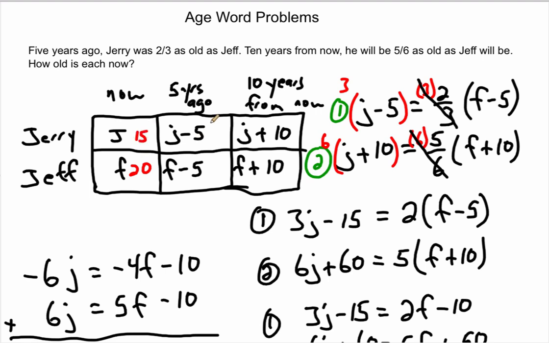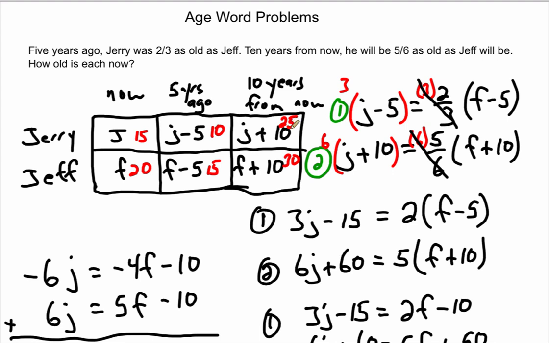That means 5 years ago we were at 10 and 15, and then 10 years from now we were at 25 and 30. All right, so let's reread the problem and see if everything worked. 5 years ago, Jerry was 2/3 as old as Jeff. That is true. That works right here. 10 years from now, he will be 5/6. Yeah, because if you divide that by 6, you get 5, and yeah, that works.